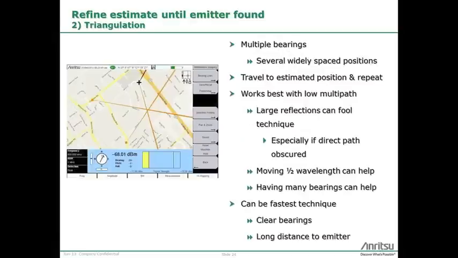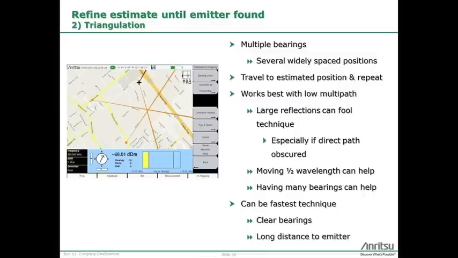The second technique is triangulation, where we can take multiple bearings. You can see on our map here, you have 3 bearings all pointing to the same location, a pretty good indication of where the emitter is coming from. So travel to the estimated position and then repeat, and you can refine your estimate as you go along. This generally works where you have clear line of sight or near line of sight to the signal because the bearing estimates can be confused by multipath. Moving half a wavelength can help average out the multipath. Having many bearings can also help. This can be the fastest technique, especially where there are clear bearings and there's a relatively long distance to the emitter.